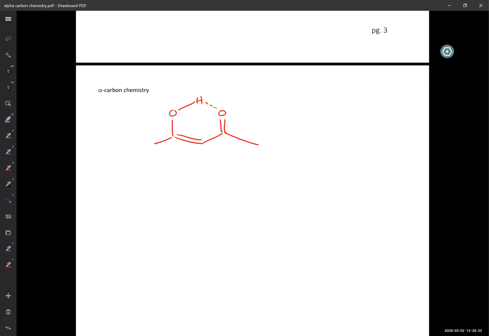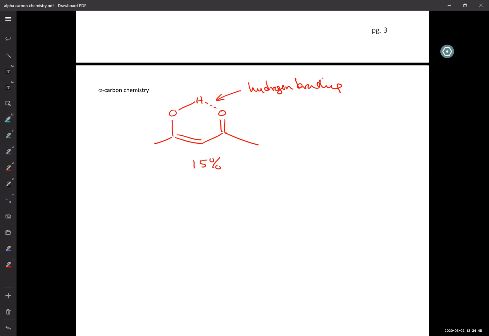This enol has a concentration of about 15% at equilibrium. And it's mostly because of hydrogen bonding. So intramolecular hydrogen bonding. Okay, so a characteristic of beta diketone.